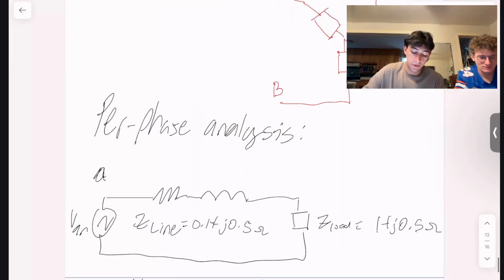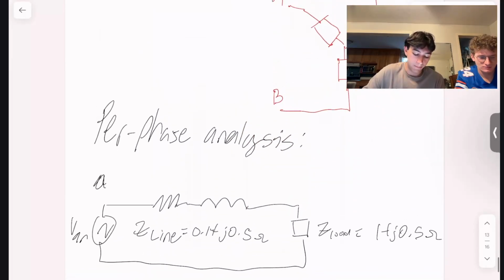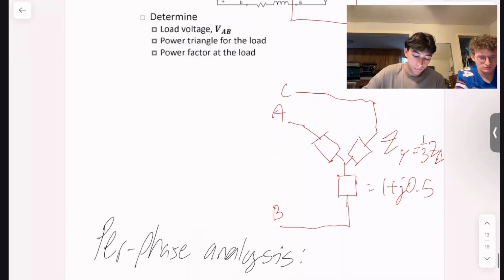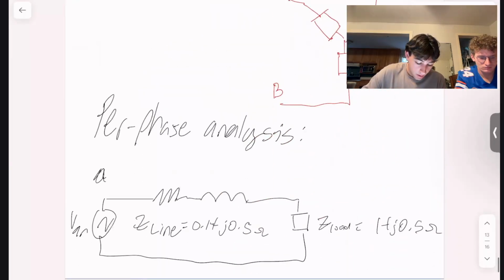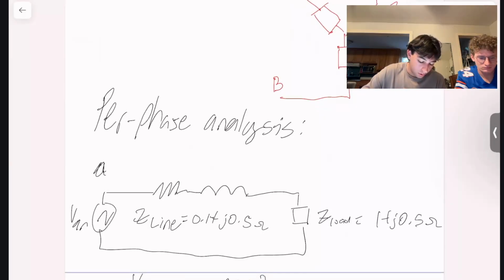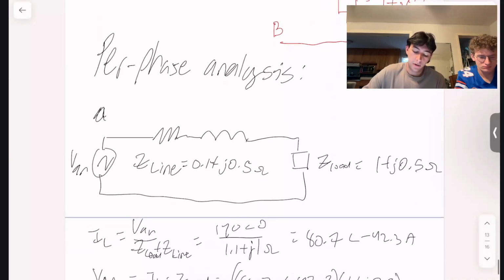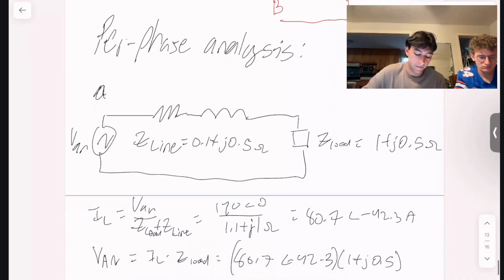So the next thing you want to do is analyze one phase at a time. So we're going to designate a neutral on the line. So you have V from A to neutral going across the line. The line has its own impedance. You may or may not see a line impedance on your exam. And the only thing it adds is a voltage division. And your load is 1 plus J 0.5.